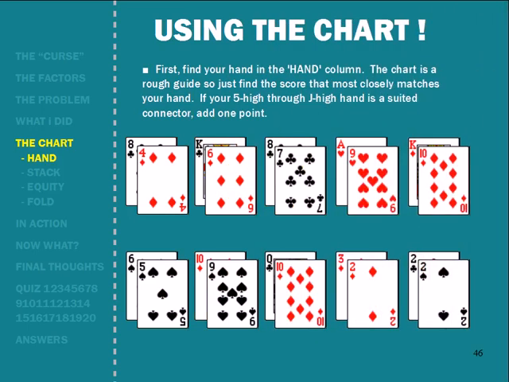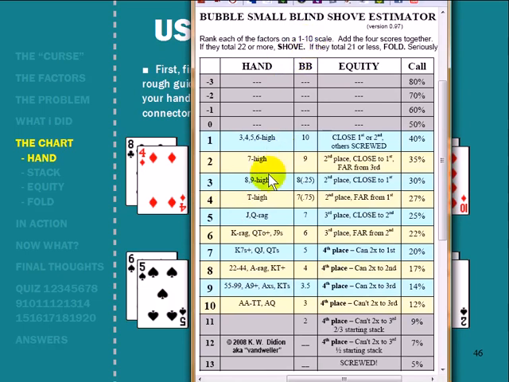The other thing to do on the chart is assign a point value. But if your hand is 5 high through Jack high, and it's a suited connector, I want you to add a point. So for example, if it were 7-6 suited, 7-6 is normally 2 points. But it's a suited connector, so just add a point and make it 3 points. That's because that increases the value of the hand, and therefore that's more of a shove indicator. So we want to add points, right?